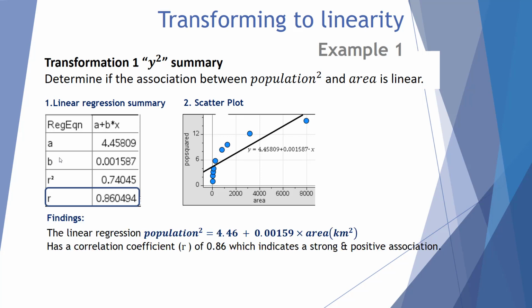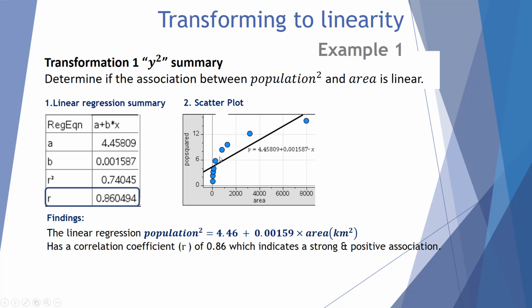So from those two findings, we say this particular linear regression states population. Now, we transform the population, the y variable, to population squared. So when we write this linear regression, the population is actually population squared. The TI Inspire won't change that. They'll just say a y and an x, but we have to remember what this y represents. The regression line is population squared equals 4.46 plus 0.00159 times the area in kilometers squared. It has a correlation of 0.86, which indicates a strong and positive association.